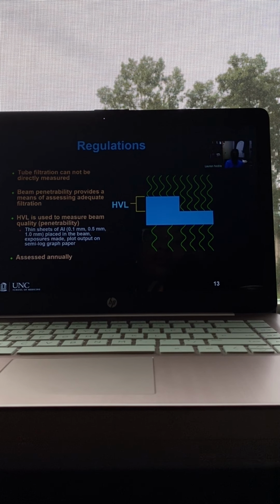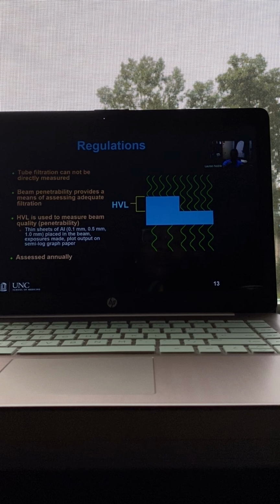So what they do is they will place thin sheets of aluminum in the X-ray beam, underneath the collimator. They may start out with 0.1 millimeters and make an X-ray exposure, and they'll measure that energy. And then they could use 0.5 millimeters. They could use 1 millimeter. So they place these sheets in the beam, and they will measure the energy of that beam.